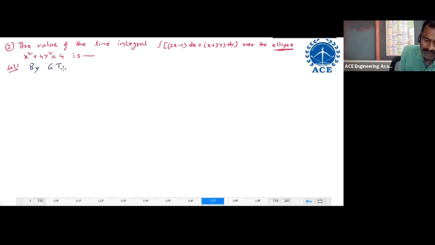By Green's theorem, we have integral over C of M dx plus N dy equal to double integral over R of (dou N by dou x minus dou M by dou y) dx dy.